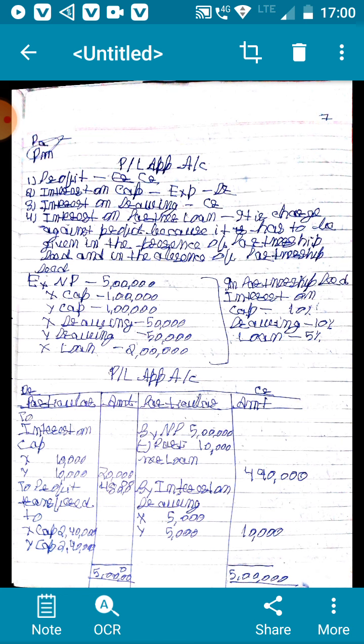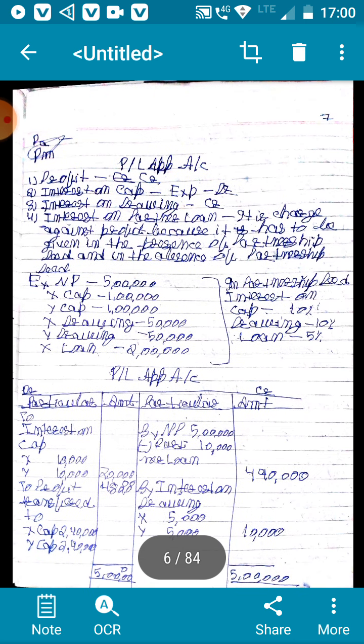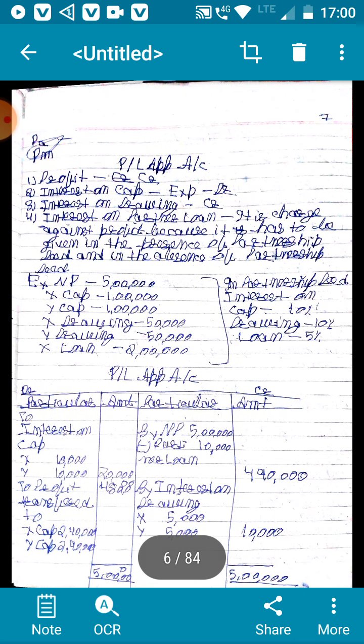Firstly, write this: interest on capital is debited to the profit and loss appropriation account, and interest on drawings is credited to the profit and loss appropriation account. Interest on partners' capital is charged against profit. No, it is not an appropriation of profit. It is charged against the profit. Interest on capital. Why?